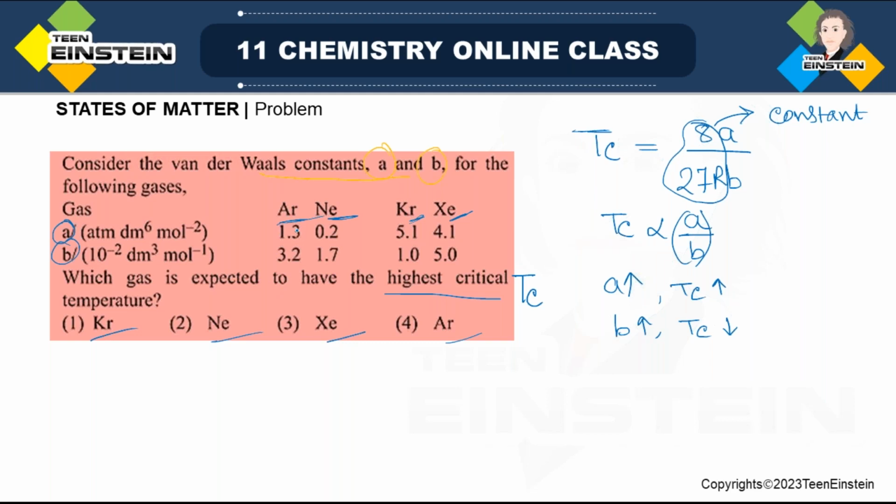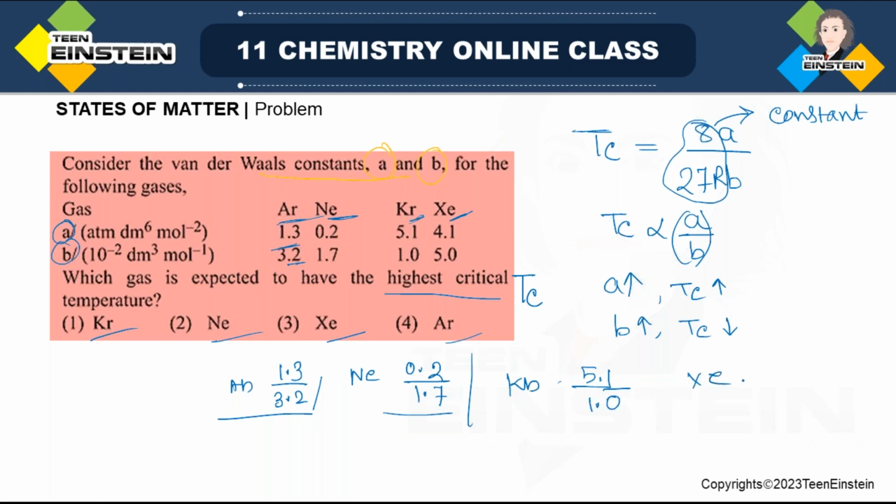So if you do it for argon, it is basically 1.3 divided by 3.2. Then for neon, it is 0.2 divided by 1.7. Now this is less than 1, so this is also basically less than 1. Then for krypton, now it is very high: 5.1 divided by 1.0, which is almost equal to 5. And for xenon, it is 4.1 divided by 5.